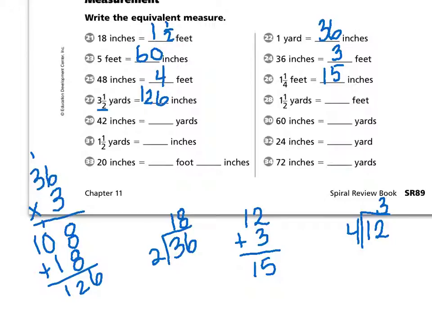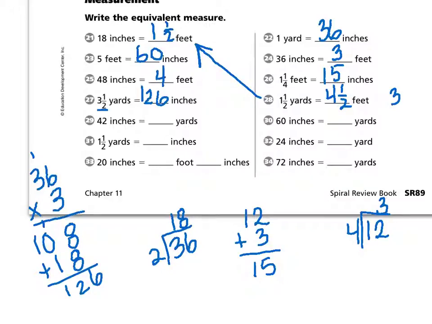1 1/2 yards equals how many feet? Well, I know that 1 yard would be 3 feet, and then half of a yard is going to be 18 inches. And if I look up here, I know that 18 inches is 1 1/2 feet. So 3 plus 1 1/2 feet is going to be 4 1/2 feet.